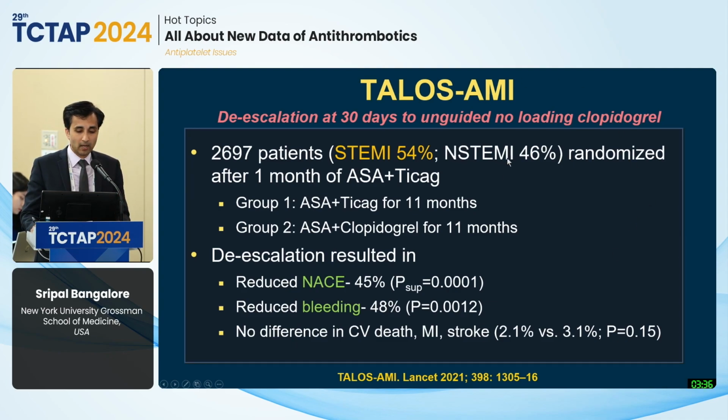In the TALOS-AMI trial, this was a de-escalation at 30 days, which was unguided, with no loading clopidogrel strategy. 2,600 patients, half of them were STEMI. Patients were randomized to aspirin plus ticagrelor for 11 months, or de-escalated to aspirin plus clopidogrel for 11 months after a mandatory 1 month of aspirin and ticagrelor. And here, de-escalation resulted in a significant reduction in NACE, driven by a significant reduction in bleeding, and you had no penalty to pay in terms of increase in ischemic risk.